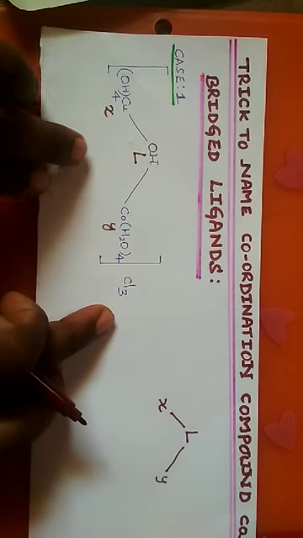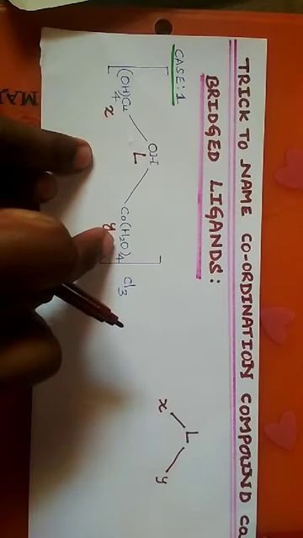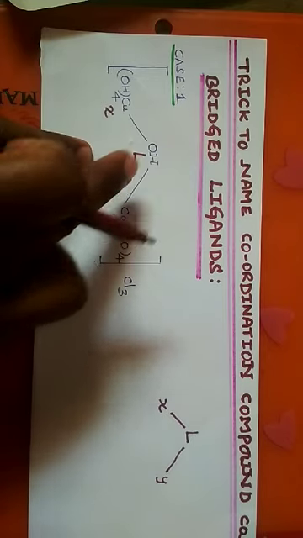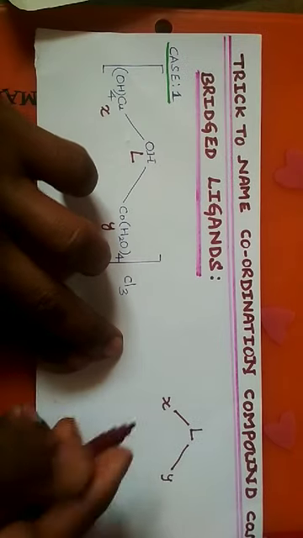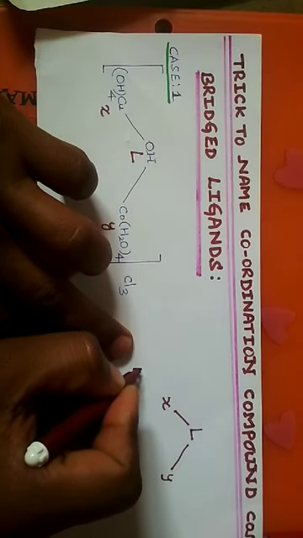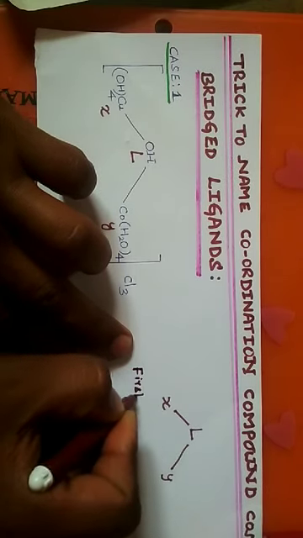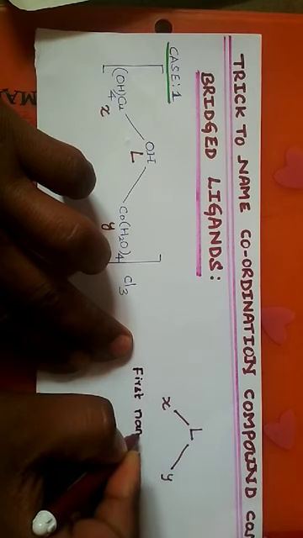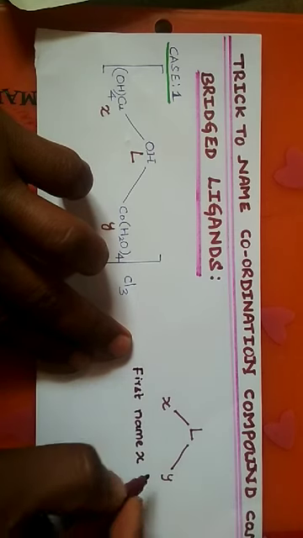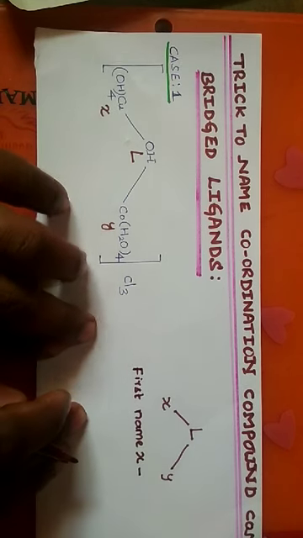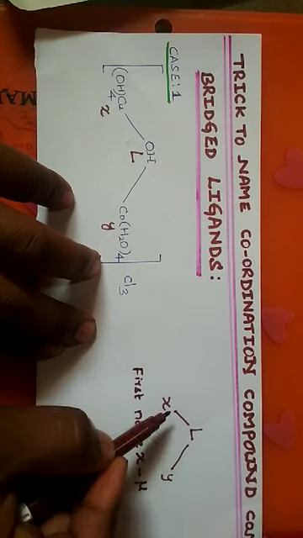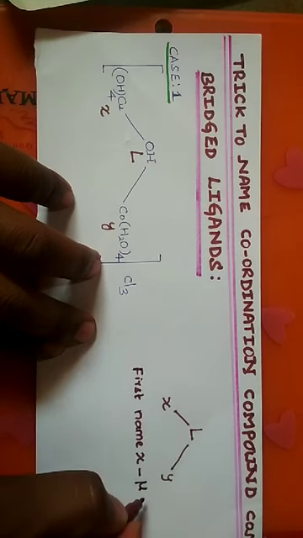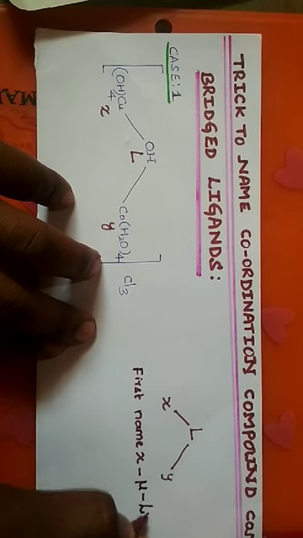Come to case number 1. If two different groups are attached to a ligand, then you can name in such a way that first you name the left side group. First name X, X meaning the left side group, followed by the ligand name. The bridging ligand is written with the bridging symbol mu. The mu indicates this is the bridge to the ligand, and then the ligand name.